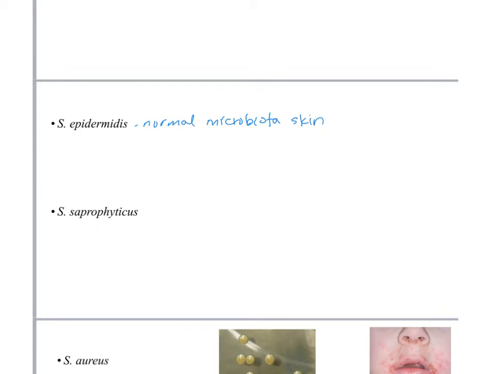Okay. Staph saprophyticus, I don't think that we have worked with that one yet. That is part of the normal microbiota vaginally. So also not of high clinical significance, this organism, but it is a common cause of urinary tract infections for females. And that's pretty much it, not much beyond that.